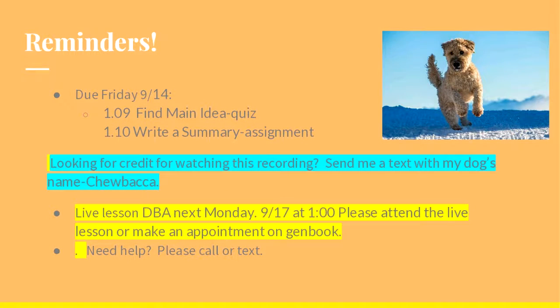So let's talk about some reminders. Due Friday, 9/14, find the main idea quiz. 1.10, write a summary. That's an assignment. Of course, you'll want to do that in a Google Doc and turn it into a PDF when you submit it for 1.10. And if you're looking for credit for watching this recording, send me a text with my dog's name, Chewbacca.